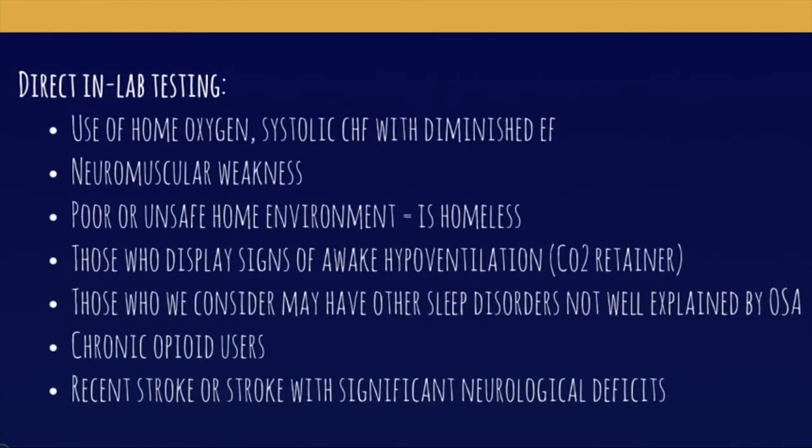The big things we should look for in our patients who should bypass home sleep apnea testing and go directly to in-lab testing are those with significant cardiopulmonary disease, neuromuscular weakness, poor or unsafe home environments, those who display signs of awake hypoventilation, those who we consider may have concomitant or other sleep disorders not well explained by obstructive sleep apnea, those who are chronic opioid users, or those who have had recent strokes, or strokes with significant neurologic deficits. Most of these patients would be better served by going to direct in-lab sleep testing. They can be referred to the ambulatory outpatient world for a sleep evaluation.